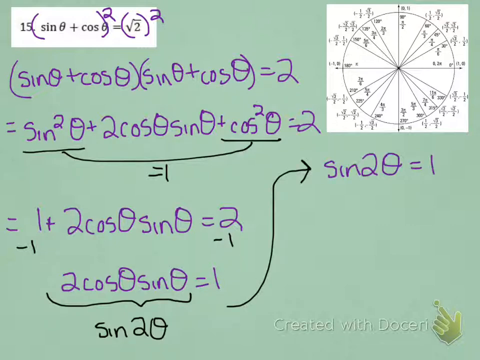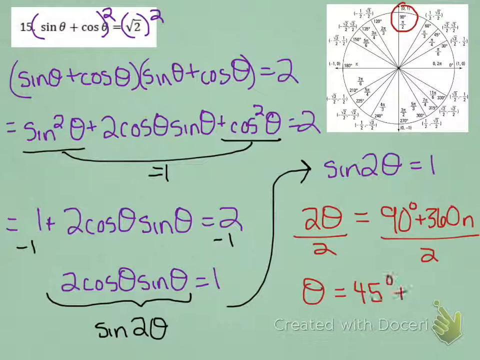So now I can rewrite my equation as sine 2 theta is equal to 1. And that means that I need to look on my unit circle for all the places where the sine is equal to 1, and there's only one spot on the unit circle where that happens. So 2 theta is going to be equal to 90 degrees plus 360n. Don't forget to put that plus 360n before doing your final step to solve for theta, which would be to divide both sides by 2.